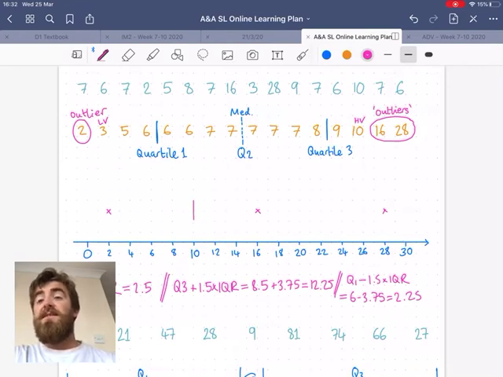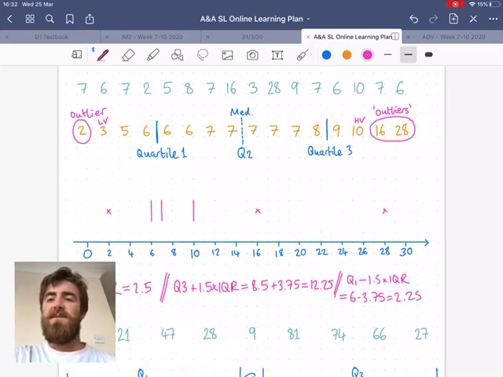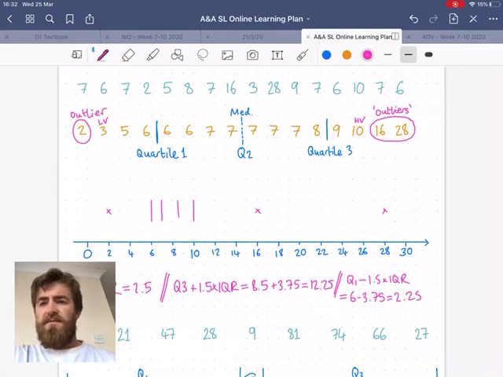We're going to call 3 and 10 our new lowest and highest values, and go ahead and put those 5 vertical lines in just as we did before. Okay, and join them up with a box and whiskers.